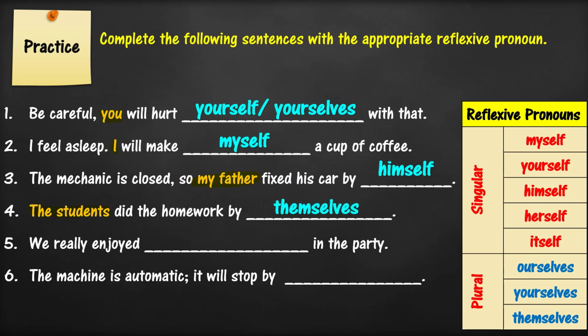Number 5. We really enjoyed in the party. We. The reflexive pronoun that can be used to refer back to the subject we is ourselves. We really enjoyed ourselves in the party. And the last sentence, the machine is automatic. It will stop by. It. The machine or it. Notice that the subject is it or the machine. So the appropriate reflexive pronoun will be itself. It will stop by itself.